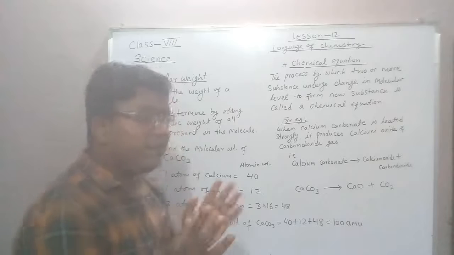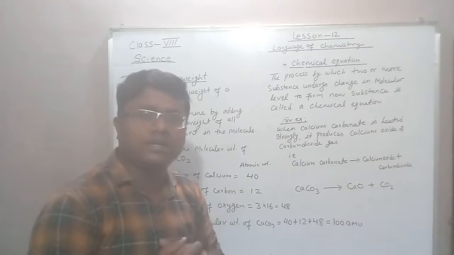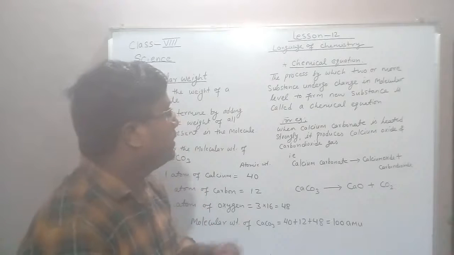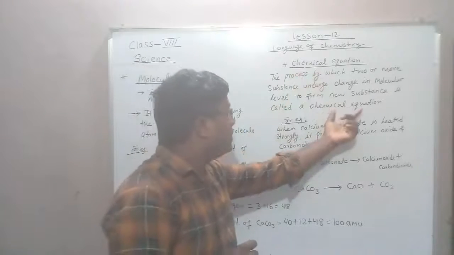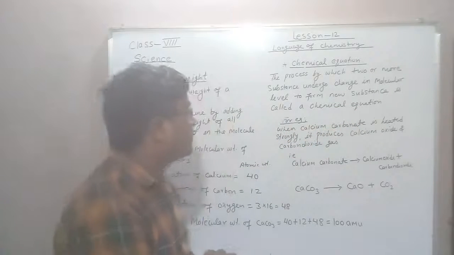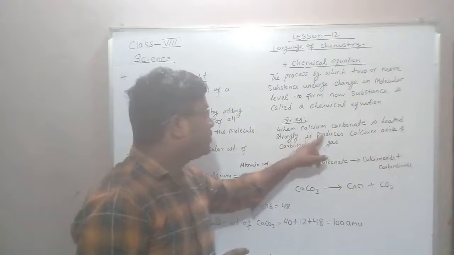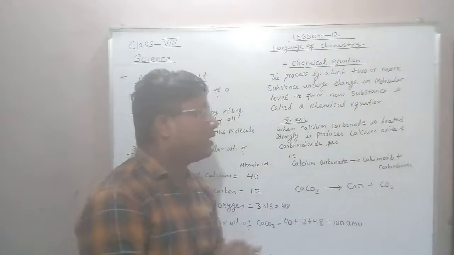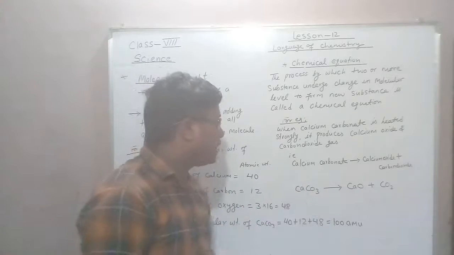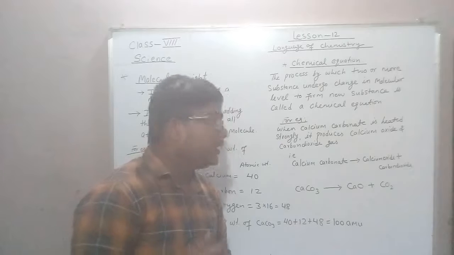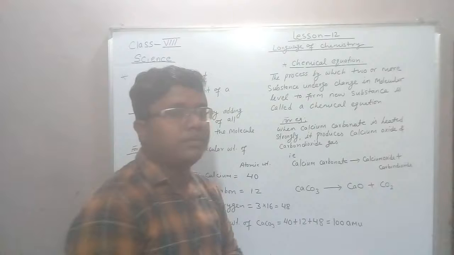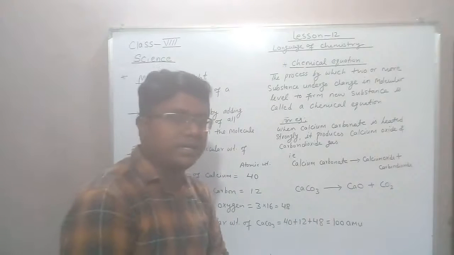So when two or more substances undergo reaction, a new substance is formed. That is your chemical equation or chemical reaction. Here, when calcium carbonate is heated strongly, it produces calcium oxide and carbon dioxide gas. I am giving one example here. When calcium carbonate is heated, it produces calcium oxide and carbon dioxide gas.